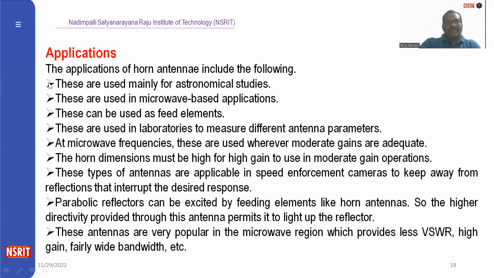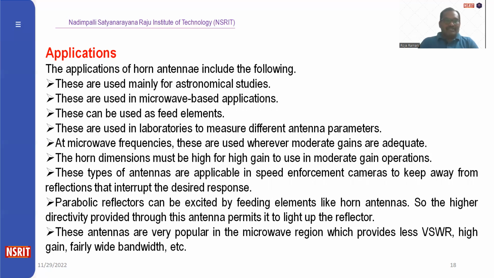Applications. The applications of horn antennas are given below. These are used mainly for astronomical studies and microwave applications to feed antenna elements like the parabolic reflector antenna. These are used in laboratories to measure different antenna parameters. At microwave frequencies, these are used wherever moderate gains are adequate. The horn dimensions must be large for high gain, to use in moderate gain operations. These types of antennas are applicable in speed enforcement cameras to keep away from the reflections that interrupt the desired response.